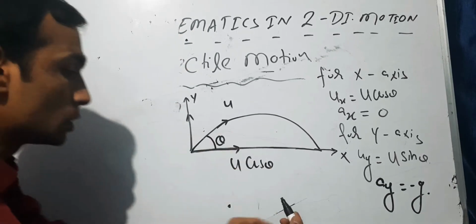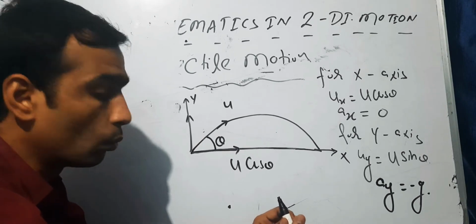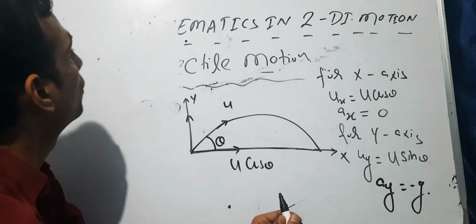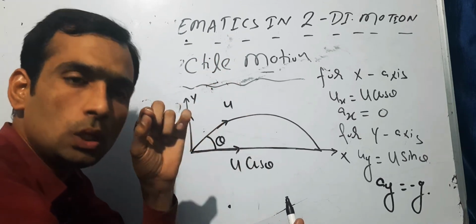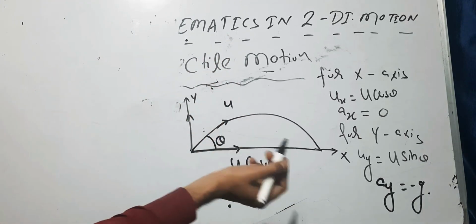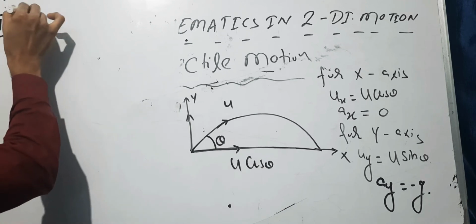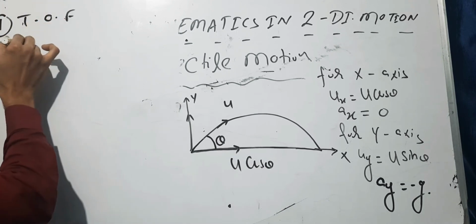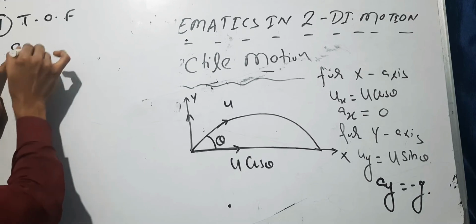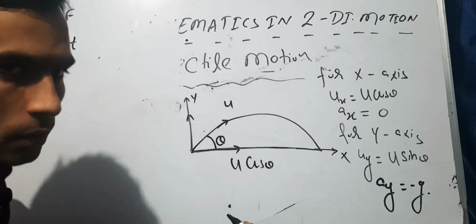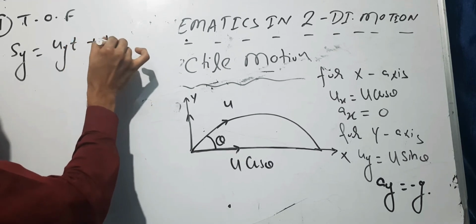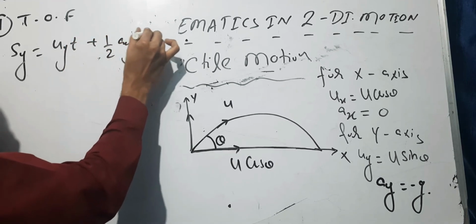As I told you everyone, in one dimensional motion, if you want to find time, you can use the second equation of motion. Now again I'm using it to find time of flight. Sy is equal to uy t plus half ay t square.